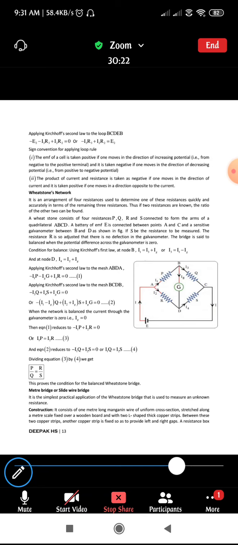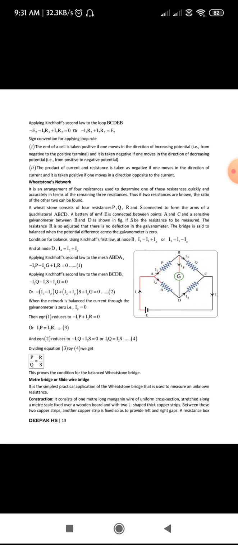Is it fine, students? Please go through this derivation once. I'll give a few minutes, two to three minutes. Just go through the figure first. The figure is very important. I'll repeat once again.